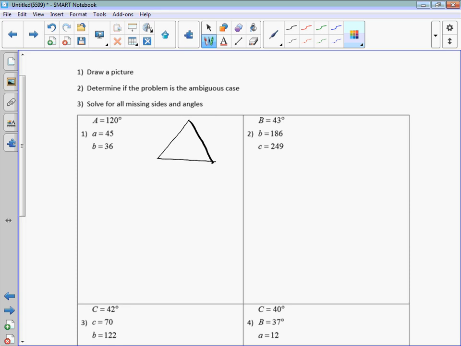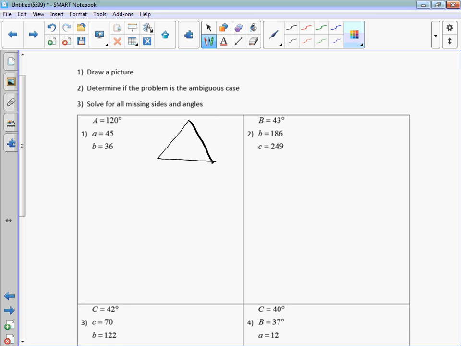Alright guys, I wrote some sort of just procedure for you to follow when you do these. The first step you are always going to do is draw a picture. Then determine if it is the ambiguous case. So guys, not every law of sines problem is an ambiguous case. Like all the stuff you did on your homework last night, you didn't have to find two triangles on that.